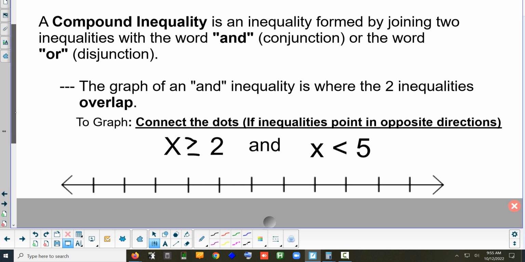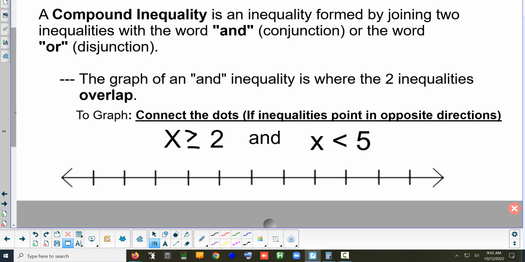I'm going to show you guys an example right now. So on your guided notes where it says is where the two inequalities, and then you have a blank line, you want to fill in the word overlap. And then it says to graph, and then you guys have a long blank line there. Write in, connect the dots. That's basically what it's going to look like. We're going to have two dots, and we're going to connect them.